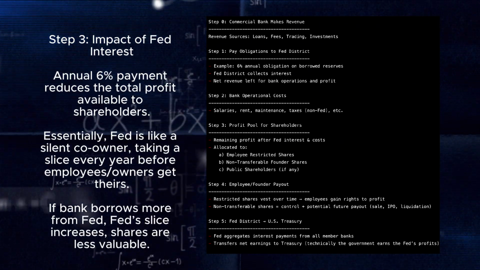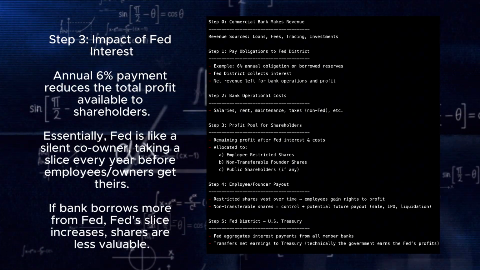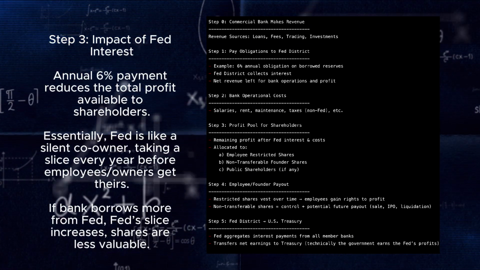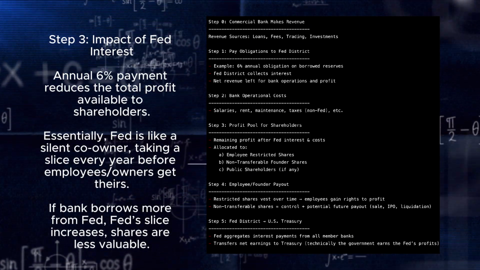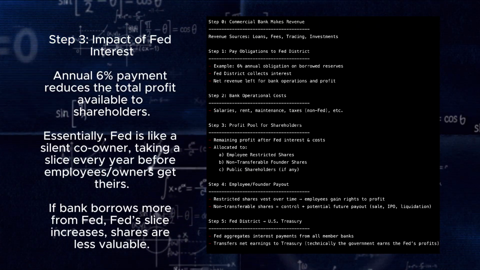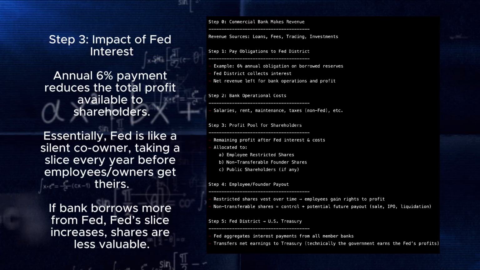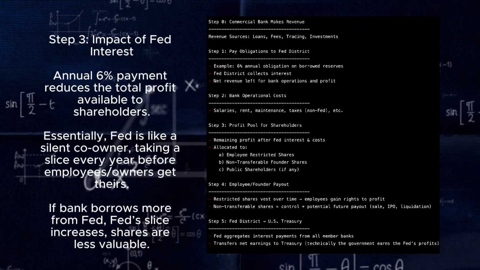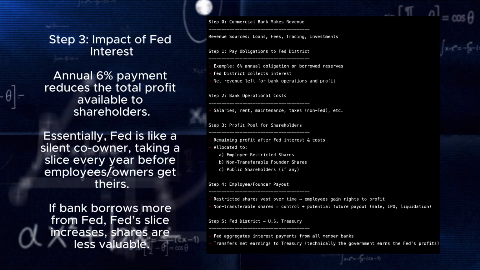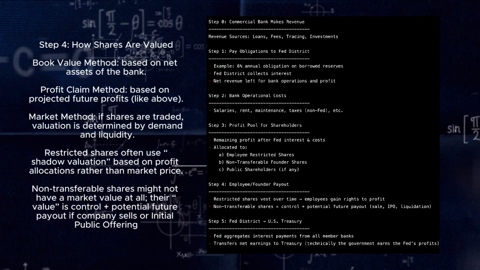Step 3. Impact of Fed interest. The annual 6% payment reduces the total profit available to shareholders. Essentially, the Fed is like a silent partner, taking a slice every year before employees and owners get theirs. If the bank borrows more from the Fed, the slice increases and the shares are less valuable. Step 4.